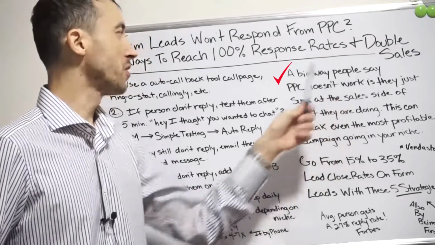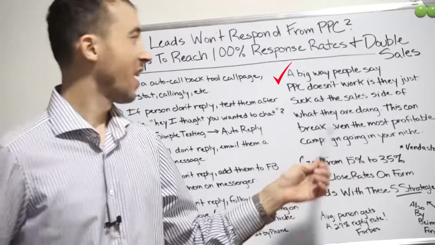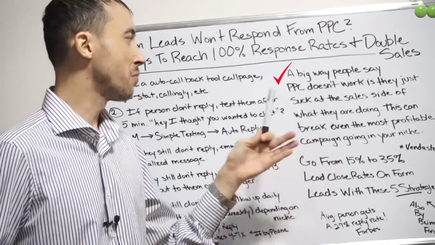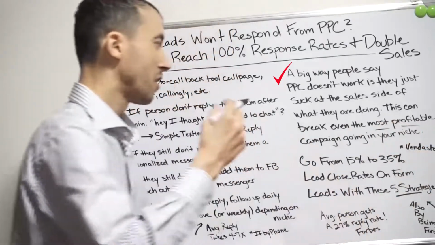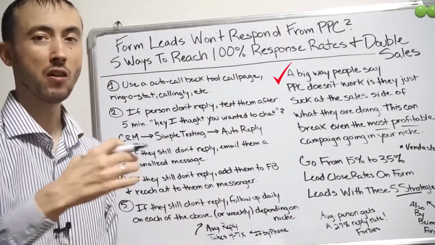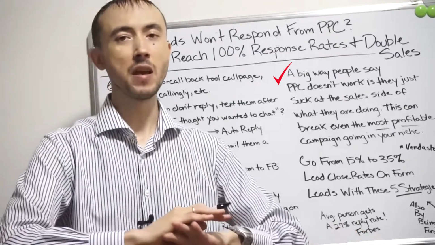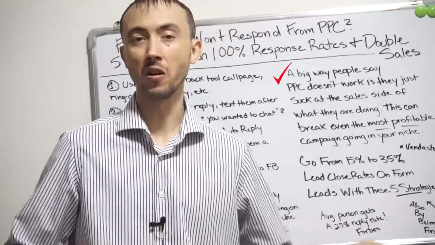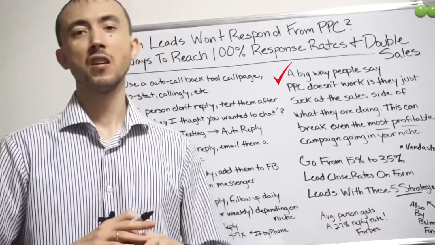A big reason people say PPC doesn't work is that they basically just suck at the sales side of their business. This can break even the most profitable PPC campaigns in your niche, cut them off at the knees and just neuter them completely. In other words, you're not going to make them work. They're not going to be profitable after all your expenses, including the ad spend.